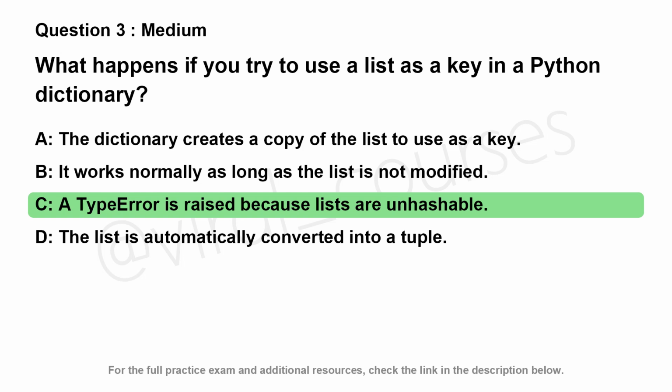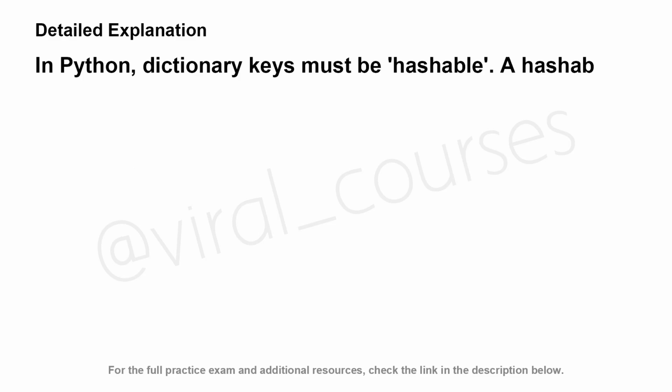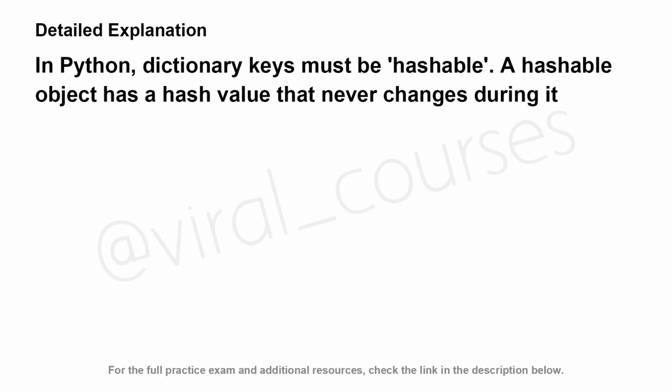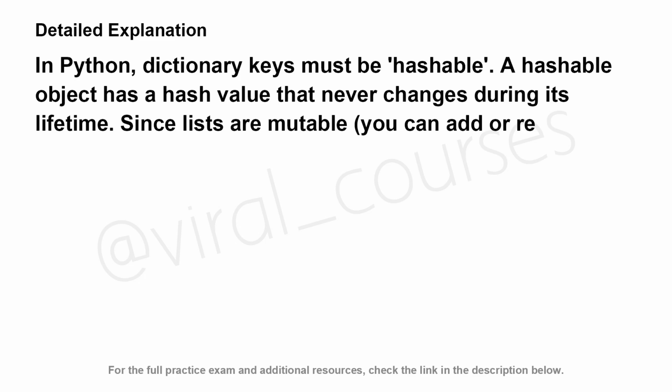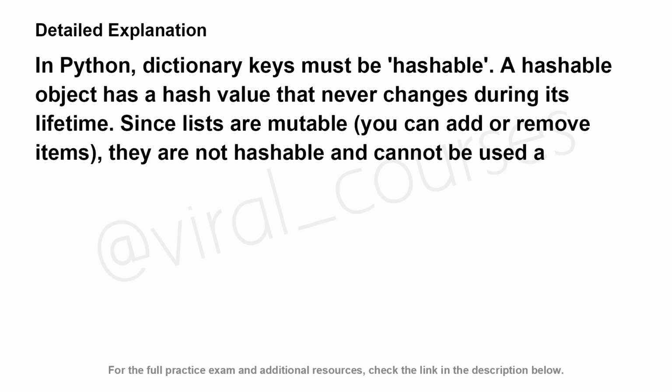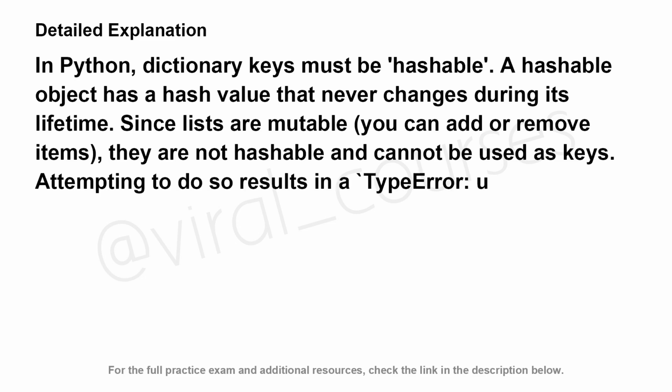The correct answer is C. In Python, dictionary keys must be hashable. A hashable object has a hash value that never changes during its lifetime. Since lists are mutable, you can add or remove items. They are not hashable and cannot be used as keys. Attempting to do so results in a type error: unhashable type, list.